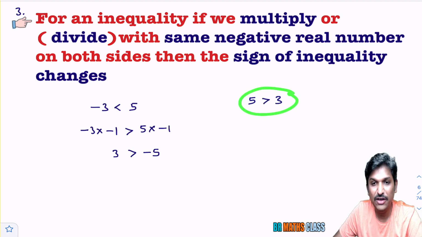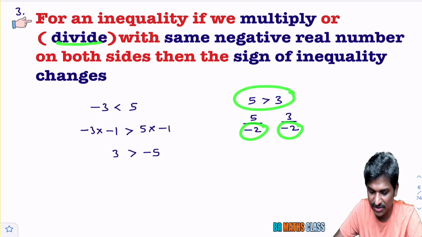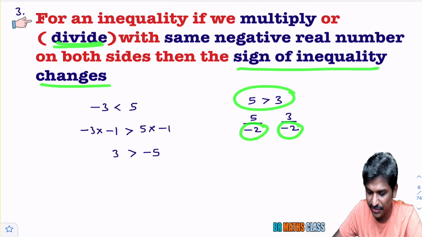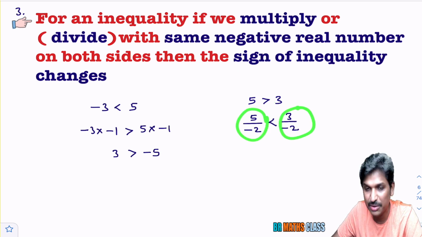You observe, 5 is greater than 3. Is 5 greater than 3? Yes, 5 is greater than 3. For this inequality, I'll divide with some negative real number on both sides. This is the inequality now. For this inequality, if I divide with this negative real number, what does this property say? This property says that the sign of inequality changes. Here greater than is there now. Greater than changes to less than. So here 5 by minus 2 is less than 3 by minus 2.